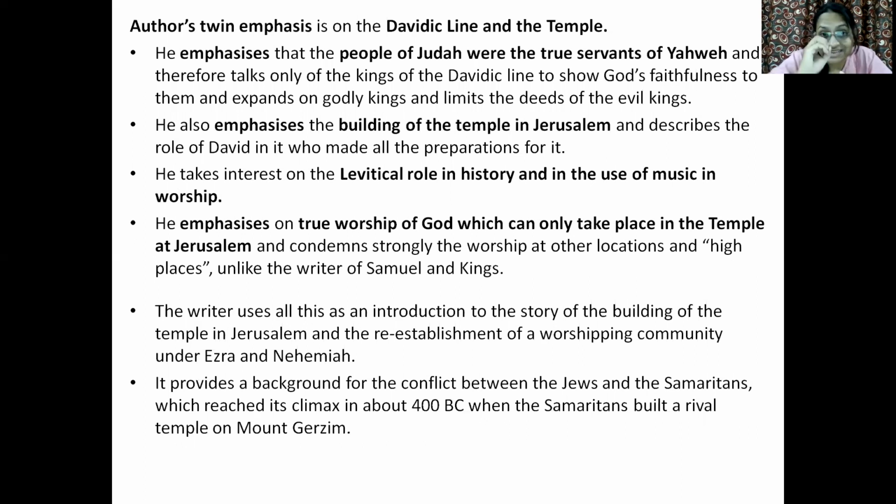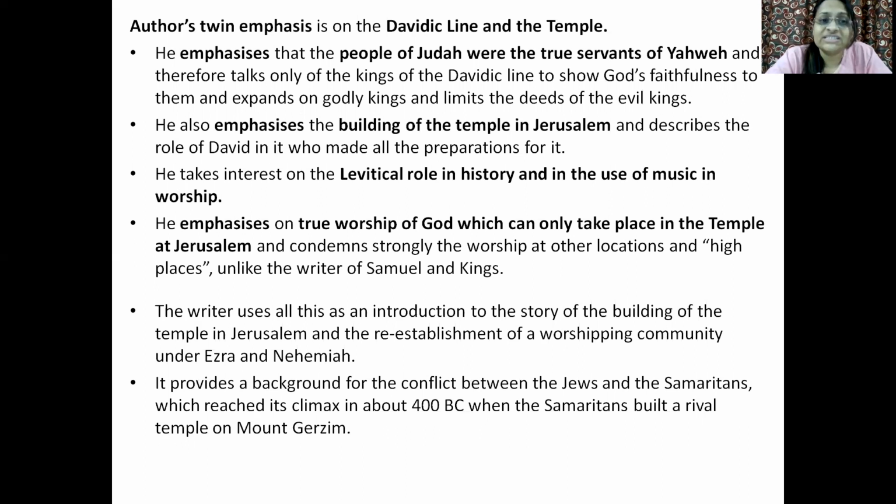That is mainly about the lineage of Judah, the tribe of Judah, or the rule of Judah. So he emphasizes the Davidic line and the temple. These are the two main focuses, and that's why he is not focusing on the northern kingdom, because the temple and the Davidic rule are in Judah. That's his main focus.